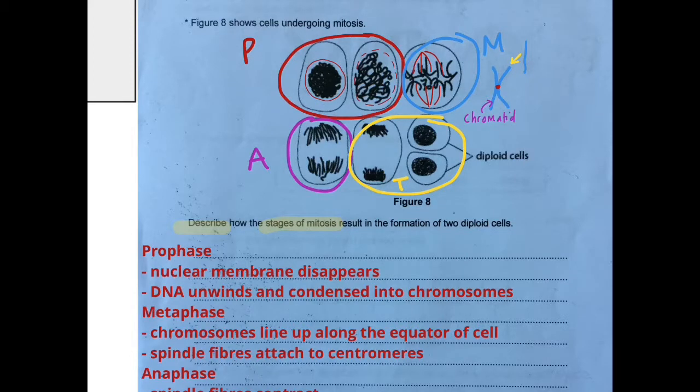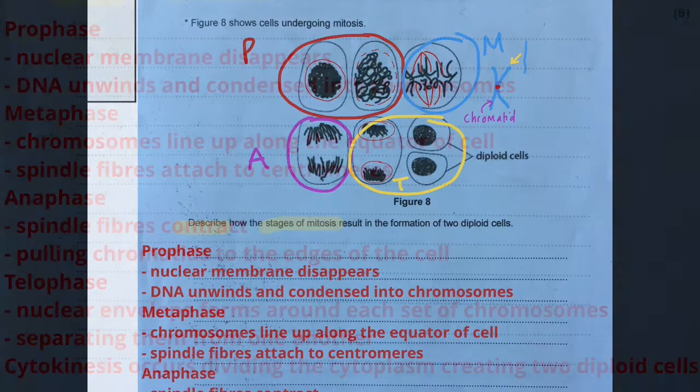Finally, in telophase, the nuclear envelope forms around each set of chromosomes. The picture doesn't show you that, so I've drawn them in here. And that separates them from one another. And finally, cytokinesis occurs, dividing the cytoplasm, creating 2 diploid cells. Cytokinesis is basically the division of the cytoplasm, the jelly-like fluid that is inside a cell. So that divides, a membrane sort of seals it off, and you get 2 diploid cells.